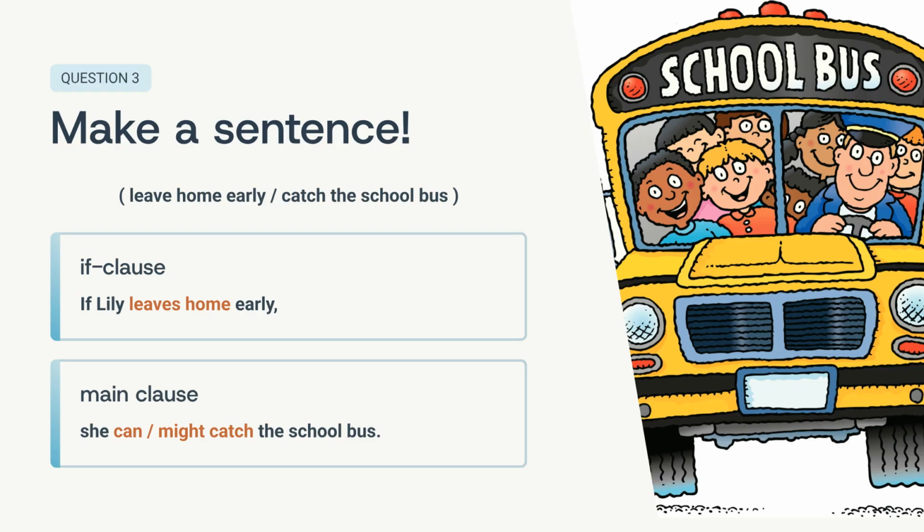Look at question 3. Make a sentence. Using the clue words leave home early and catch the school bus, what is our sentence? The if clause is if Lily leaves home early. The main clause is she can catch the school bus, or she might catch the school bus. Putting them together, our complete sentence is, if Lily leaves home early, she can catch the school bus.